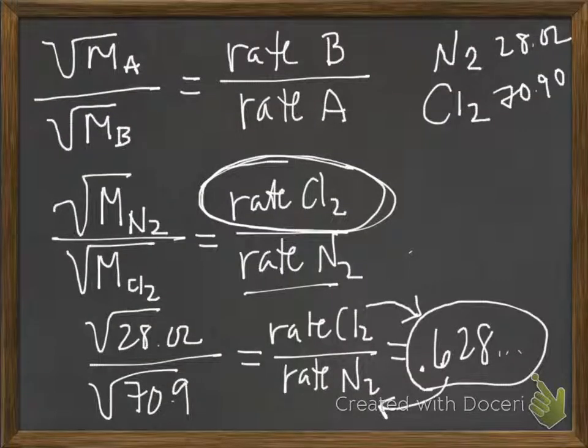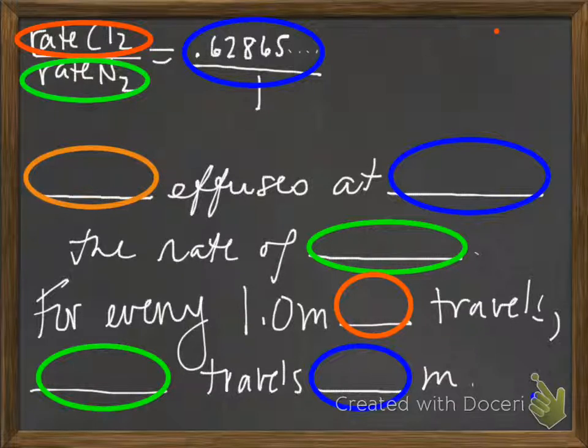When we get that number, 0.628, this is a ratio and it has an invisible 1 under it. And that's where that meter stick comes in. For every 1 meter that nitrogen moves, chlorine's only going to move 0.628 meters. Here's our basic sentence structure. You've got your rate of something over your rate of something else, and you get some number. And in this case, we got our 0.62865, and that goes on and on and on.